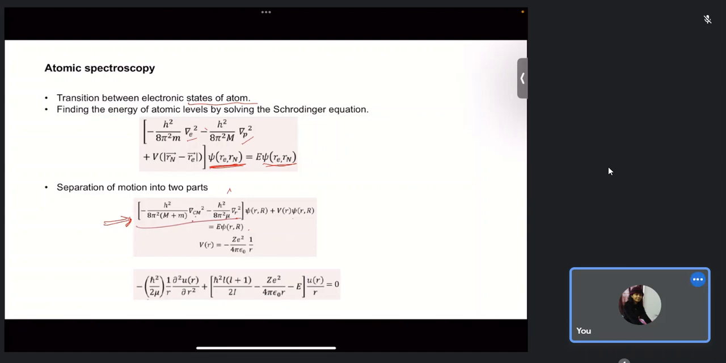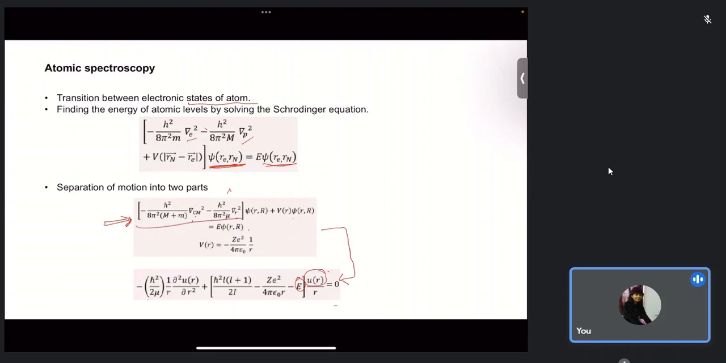After we simplified this Schrodinger equation, we came to this particular expression, where U of R is the radial part of the wave function. Upon solving this Schrodinger equation, we will be able to get the value associated with E, which corresponds to the energy of the atomic levels.